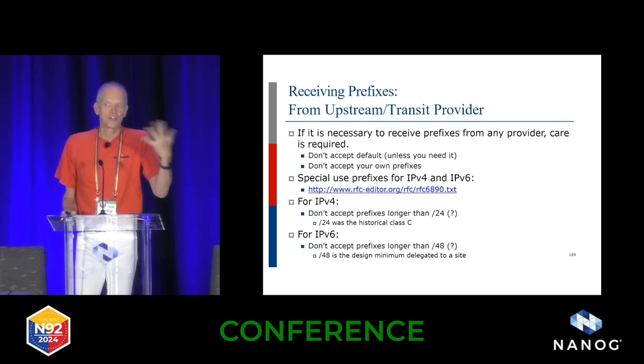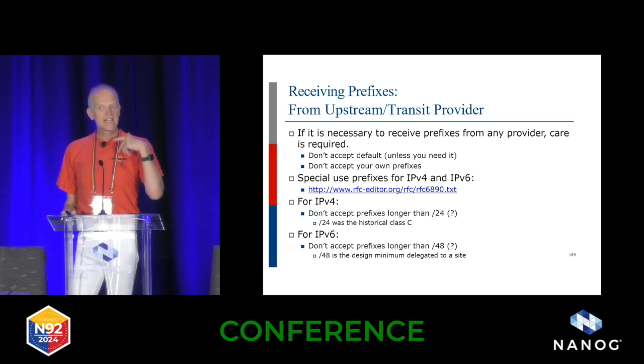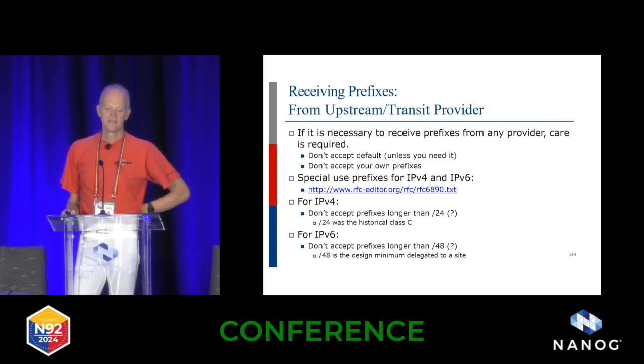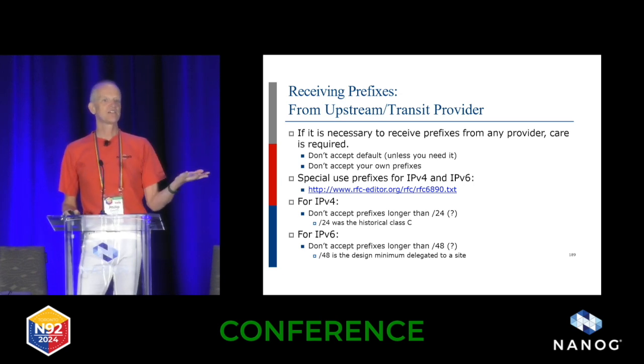I mean, what should actually happen? Do we want to deaggregate the entire v4 internet down to /32, all 4 billion prefixes? For v6, /48, I mean, that's the minimum delegated to a site. Do you really expect to see smaller than that in the v6 table? What does 2000::/3 look like if it's all /48s?